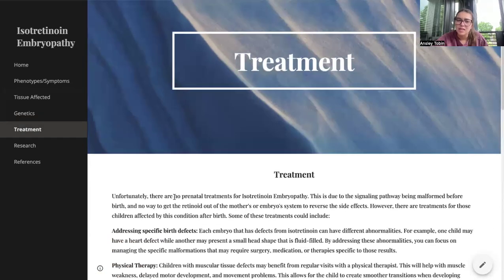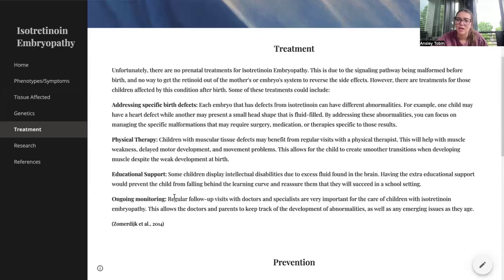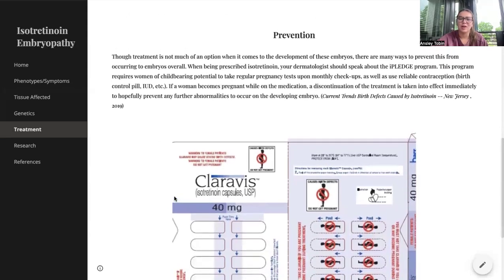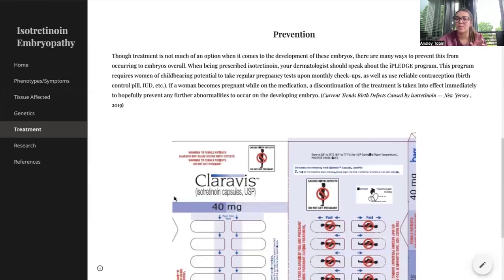There are no treatments. I found it very interesting about the prevention. They were very prevalent about prevention, the iPLEDGE program, all things like that, and how you have to have two forms of birth control if you are prescribed isotretinoin.